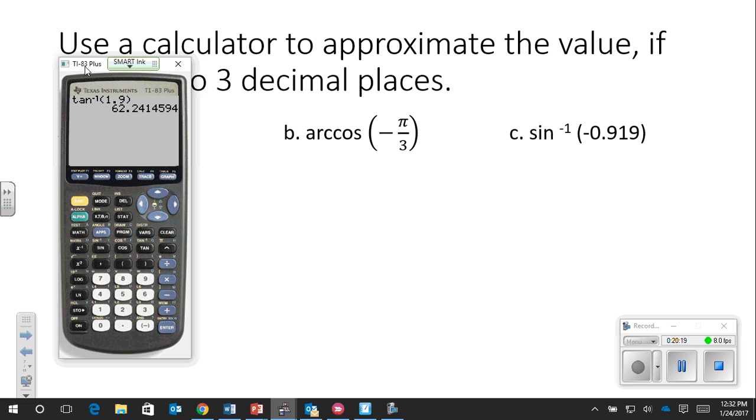When we take pi, what is pi as a decimal, roughly? 3.14 divided by 3 is a little bit more than 1, right? Can we have an angle who has a cosine that's more than 1? No. So this is not even possible. They're just trying to mess with your mind and see if you'll bite on it. Okay? So this is undefined. So it's not the cosine of negative pi over 3, right? It was asking for the angle whose cosine was negative pi over 3. So this is not going to be possible.